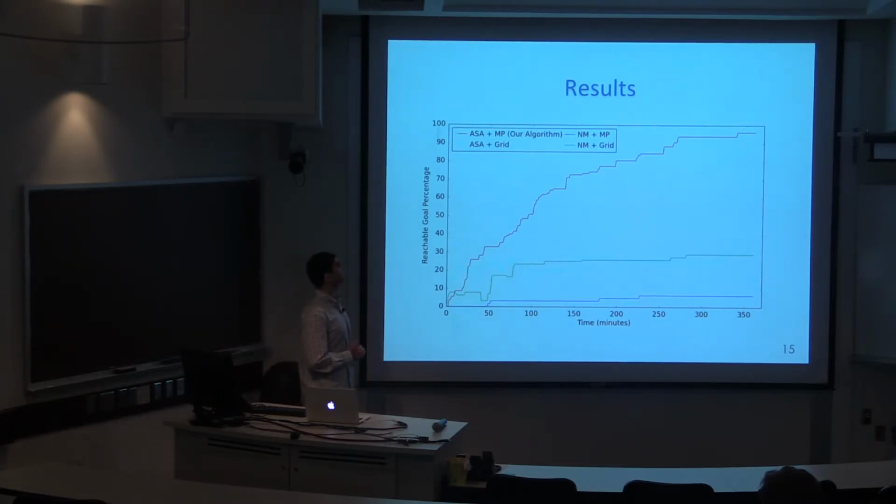And as we can see, after around 6 hours of computation time, our algorithm is able to find a design that can reach 93% of the goal region. And in comparison to other designs, this reachability percentage is much higher. And you can also see the favorable asymptotic properties of our algorithm as it slowly starts to converge to 100% reachable goal region.